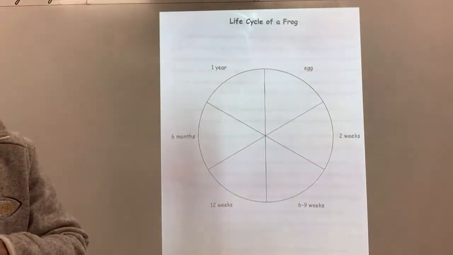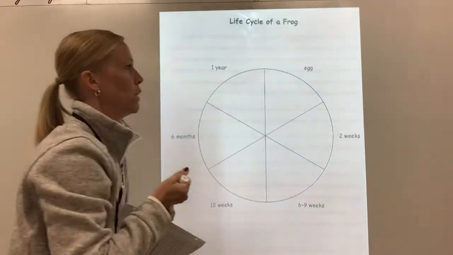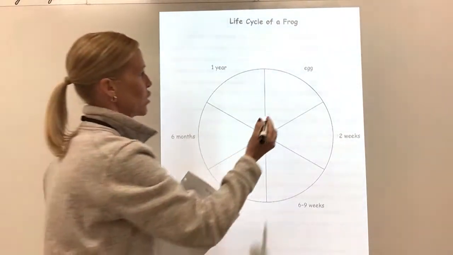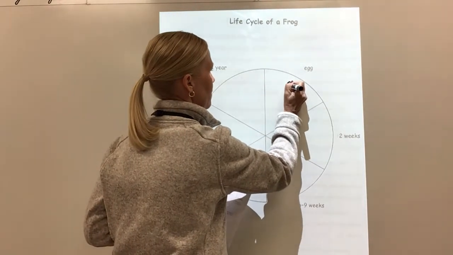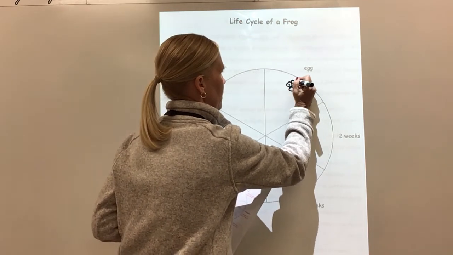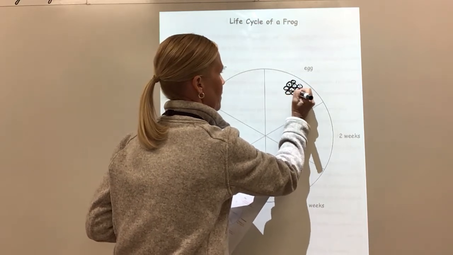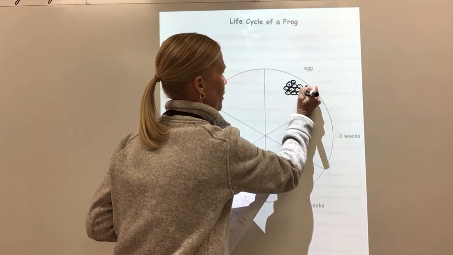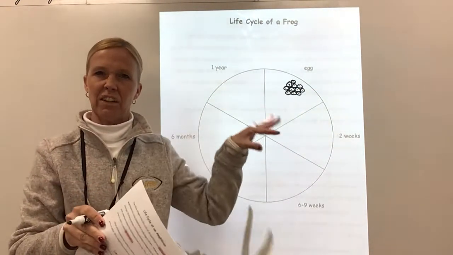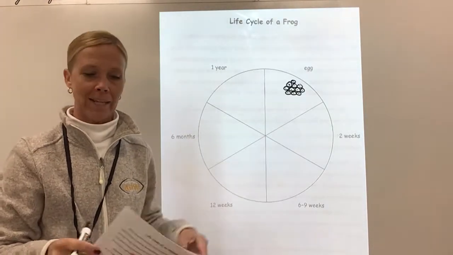Now, when it's an egg, and we're talking specifically about the life cycle of a frog, remember, they're just like little jelly circles almost. There'll be a group of them, and they're kind of all connected, and they kind of float on the water like this. You can put in as many as you want. But this is what the egg looks like.